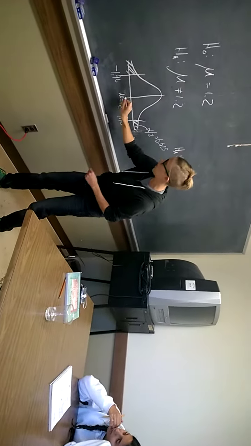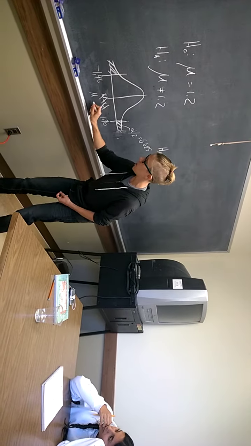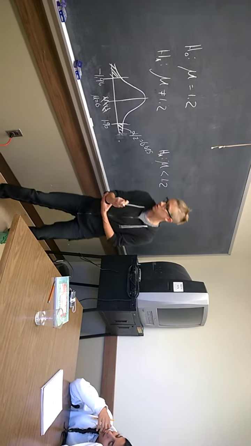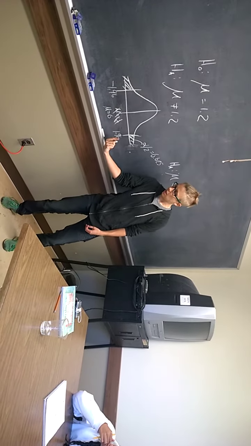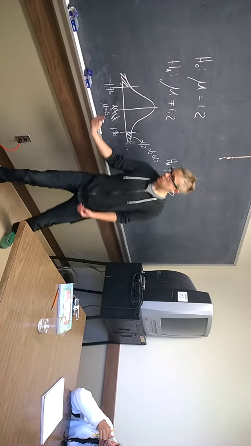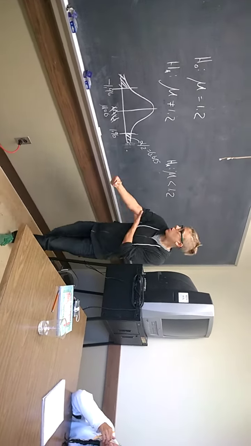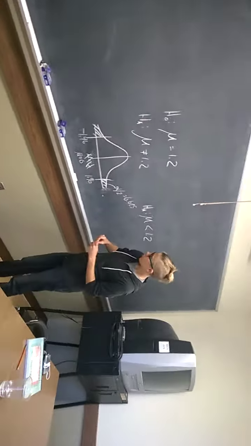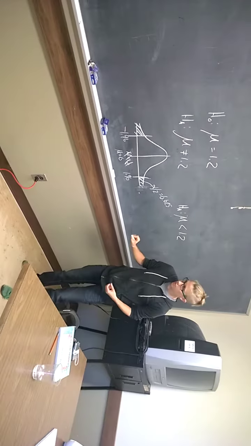Negative 1.96, and we need to not have this be mu equals 1.2 anymore, but this is the standardized version of that, so we centered at 0. So after we've standardized, we'll reject if our z statistic is bigger than 1.96 or less than negative 1.96. Make sense? All right. So this is with the critical value.